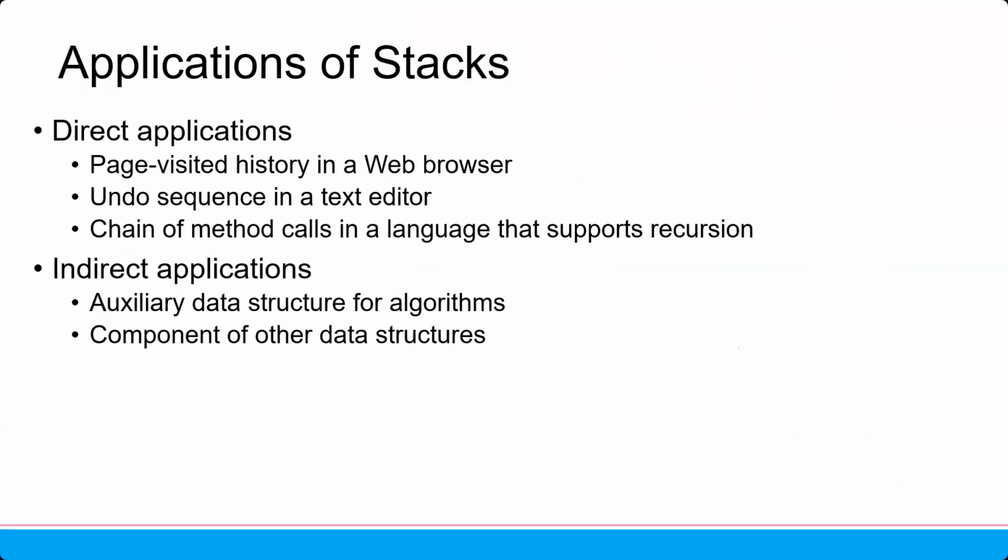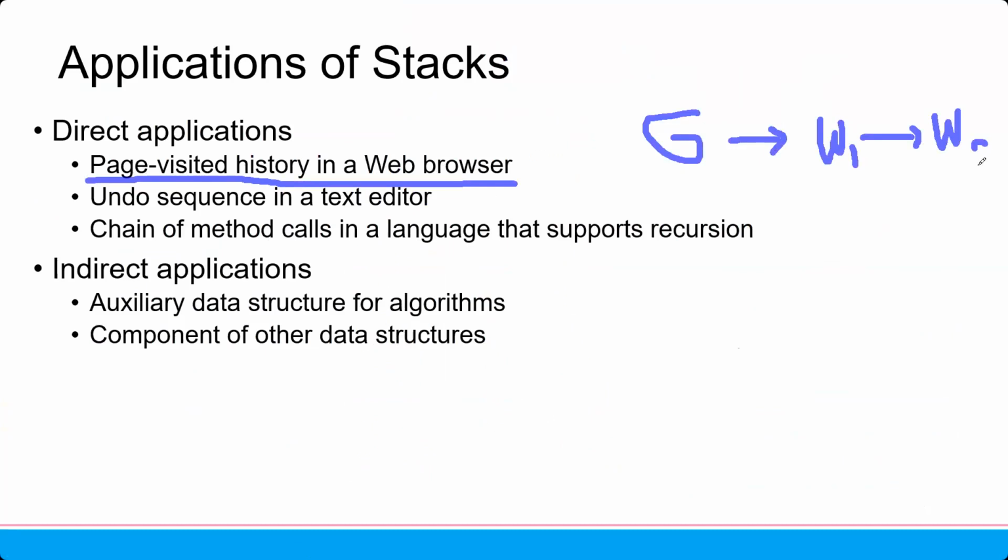The direct application: we can use it as the page visited history in the web browser. In the web browser, let's say now I go to Google, and then after I search something, I go to website 1, and then I go to website 2. We can make this a sequence of steps. The first data is this website, the second is this website, the third is this website. If I want to return back, I can go to the previous data.